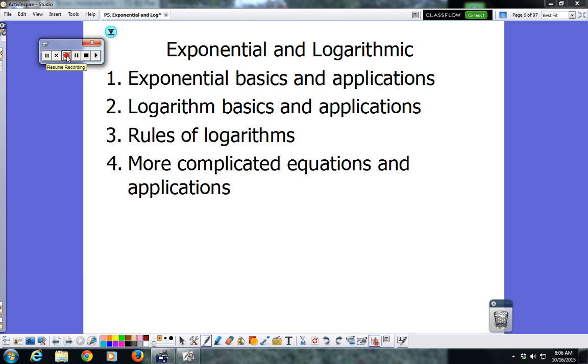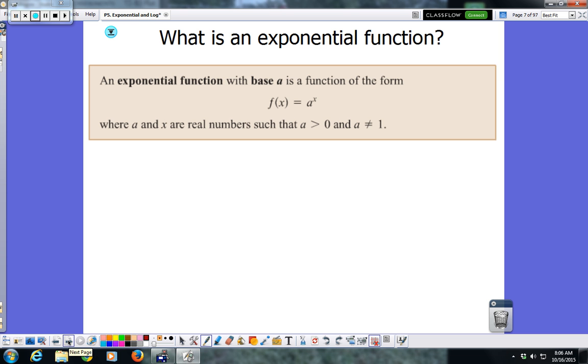Okay, here we go, this chapter. Starting talking about exponential and logarithmic functions. And here's your topics for the chapter. We're discussing exponential basics and applications, logarithmic basics and applications, rules of logarithms, and then more complicated equations and applications involving logarithms and exponents. First off, what is an exponential function?